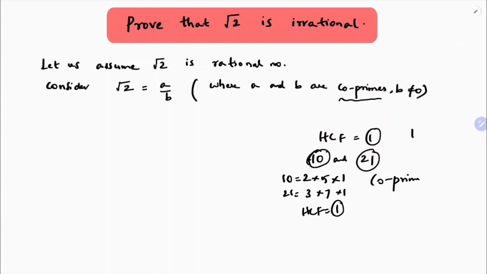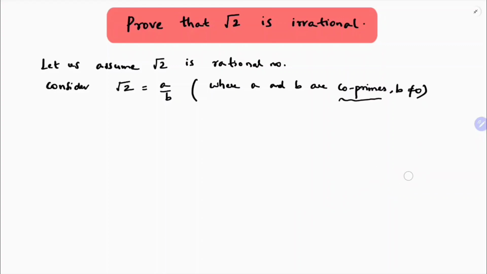If I write 10 and 21 in the form of p by q, like a by b, I cannot cancel it further. There is no common factor between 10 and 21 except 1. So these are co-primes. This is the main topic, because with this we'll prove that root 2 is irrational. So I consider a and b as co-primes, where b is not equal to 0.